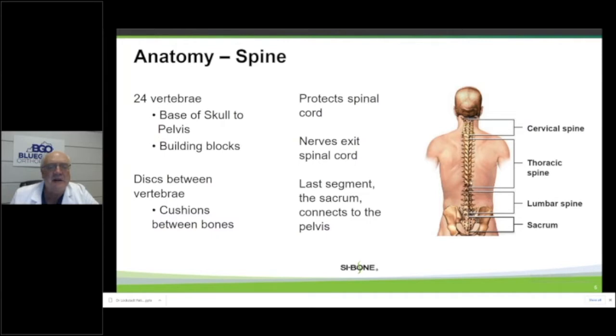The disc acts as a cushion in the back. When you get older, your discs all collapse. You don't have a cushion. There are millions and millions of people whose discs are collapsed and they're not hurting. Just because you don't have a disc, it doesn't mean that's the cause of your pain. There could be other causes of pain.